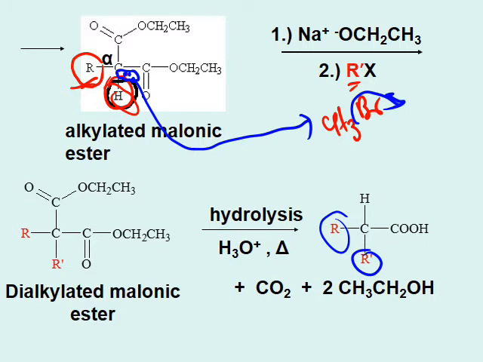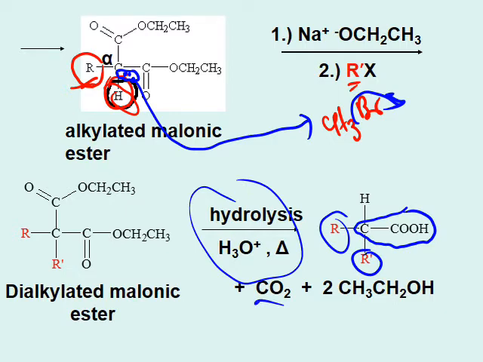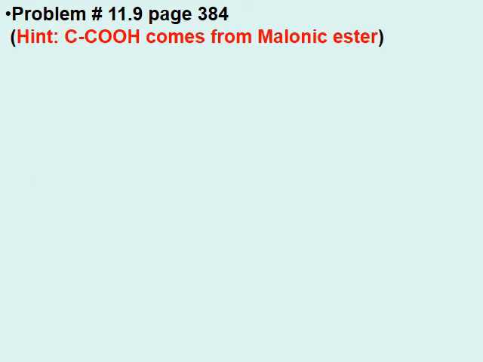I want to emphasize that this part of the compound comes from malonic ester. After hydrolysis with H3O+, everything else leaves. Carbon dioxide is given off, and most of the ethyl alcohol is given off. Then this is the final product you're going to get, with two alkyl groups attached to carbon and COOH. Let me go over problem number 9, which will show you how you can synthesize a compound by using the malonic ester synthesis method.